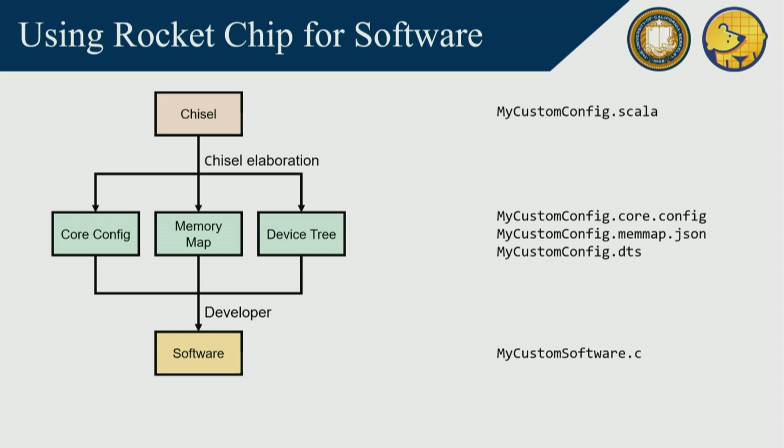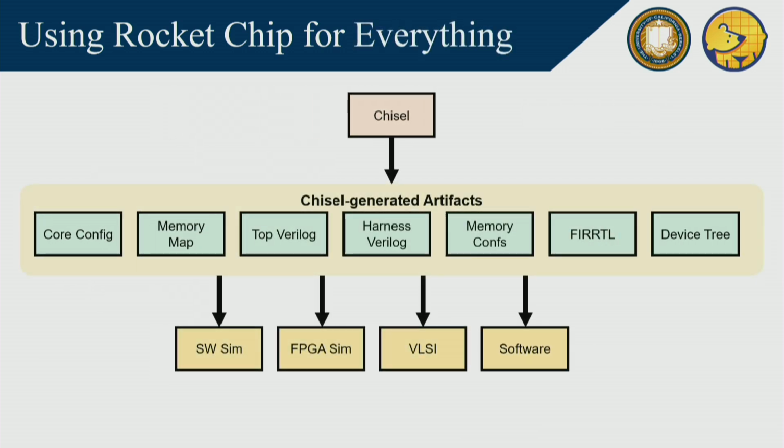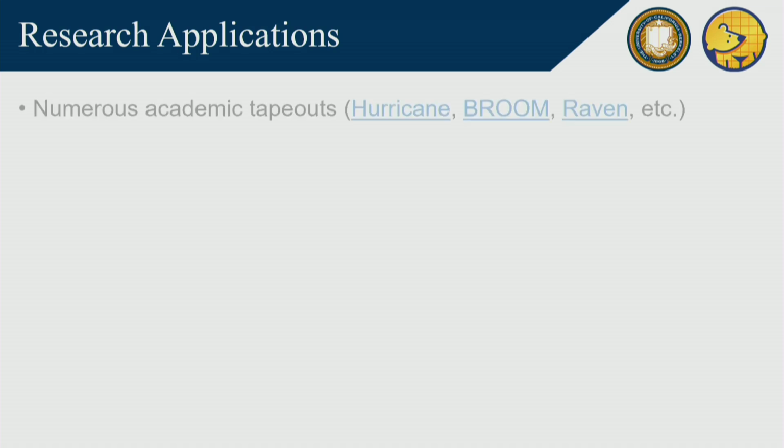So taking a step back, looking at the big picture, we can see that the power of Rocket Chip is that it provides this unified design flow going from your Chisel source, so your one source of RTL, so to speak, and it can generate all of these different artifacts which you might need for different use cases, whether it's software simulation, FPGA simulation, tape-out, or writing code for that SoC. And so, as evidence for this, I want to go through all of the different ways this Rocket Chip ecosystem has benefited research we've done at Berkeley.